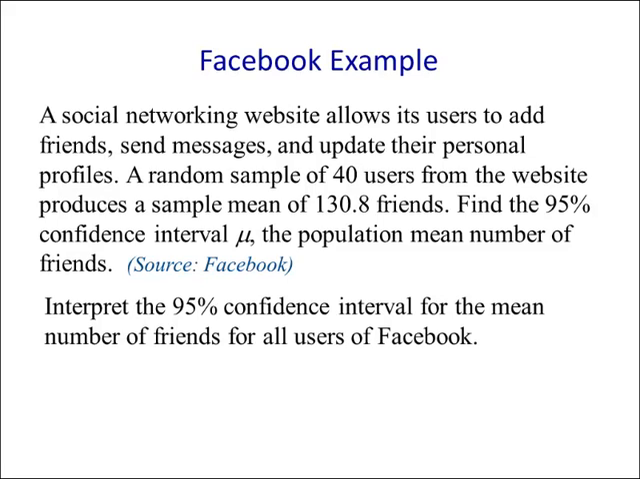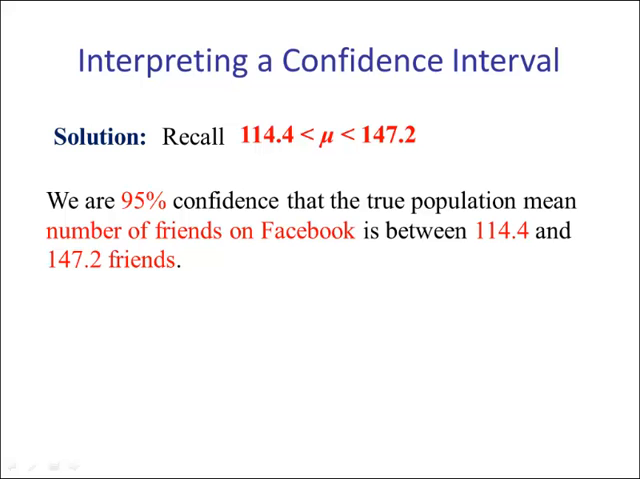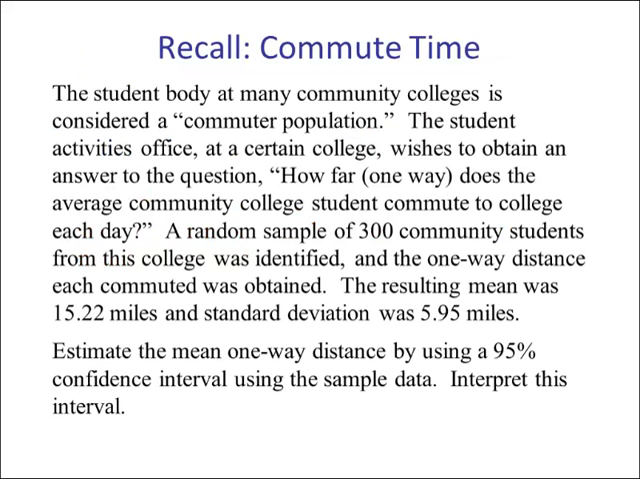Let's do another example, the Facebook example. We want to interpret the 95% confidence interval for the mean number of friends for all users of Facebook. If you recall, our confidence interval is here. If we interpret this confidence interval, we would say we are 95% confident the true population mean number of friends on Facebook is between 114.4 and 147.2 friends.